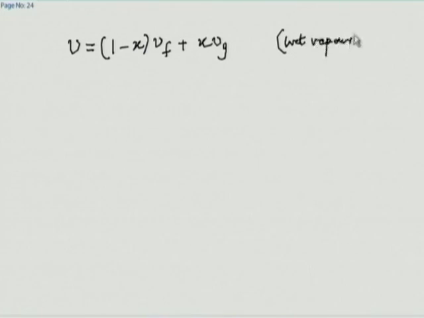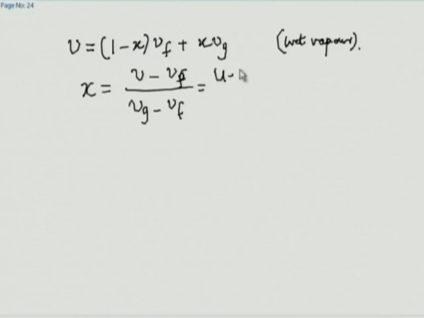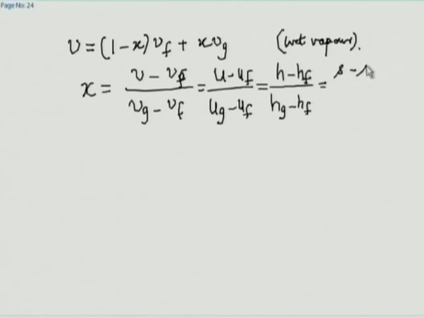We know that specific volume is (1 minus x) into Vf plus x into Vg for wet vapor. And so, if you solve for x, you will get (V minus Vf) divided by (Vg minus Vf). And from similar formulae which I have asked you to write for U, H and S, you will get (U minus Uf)/(Ug minus Uf), (H minus Hf)/(Hg minus Hf), (S minus Sf)/(Sg minus Sf).